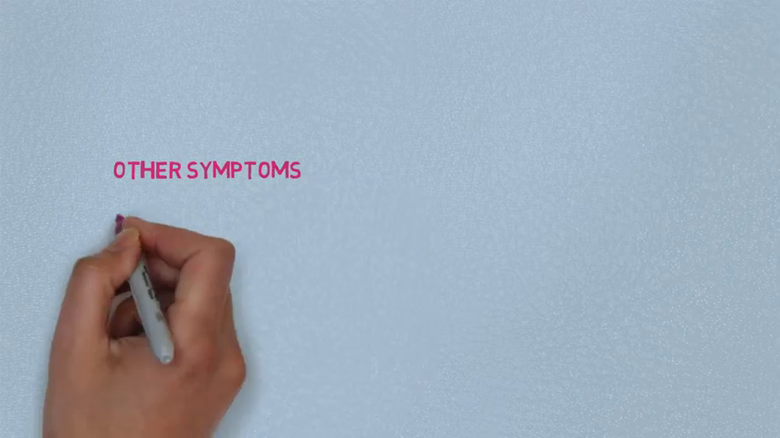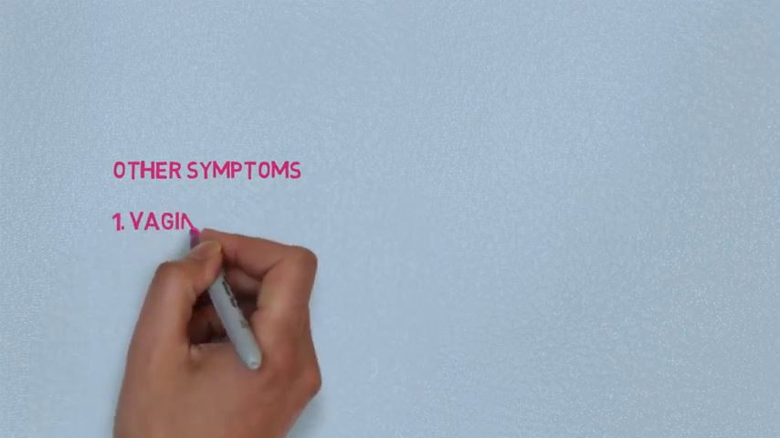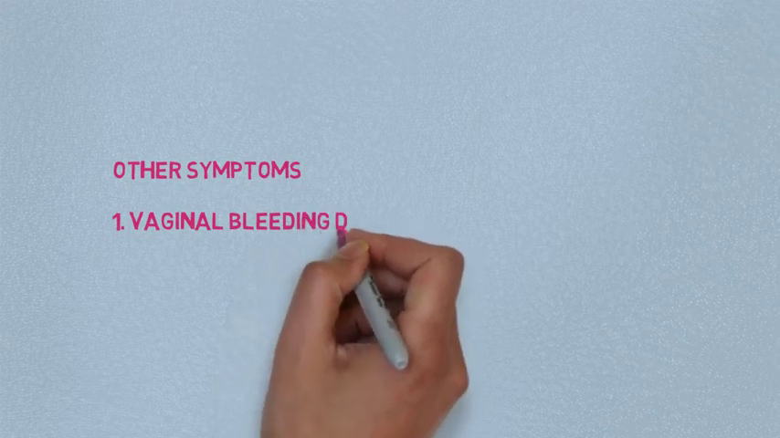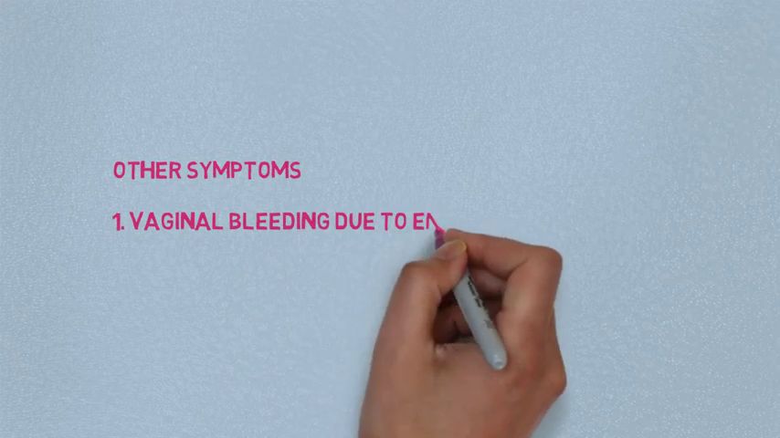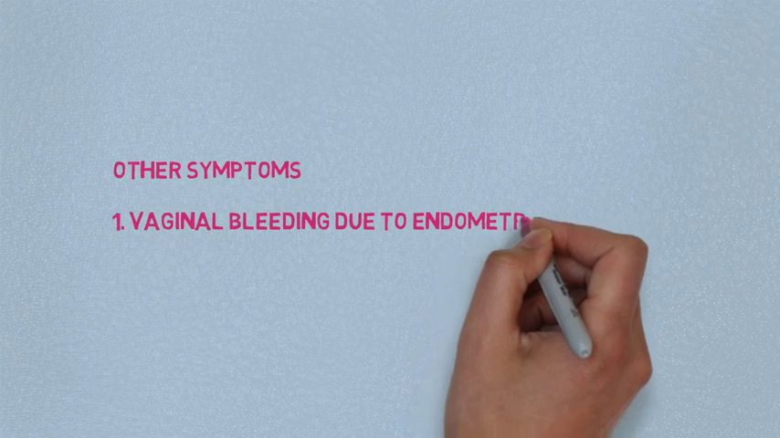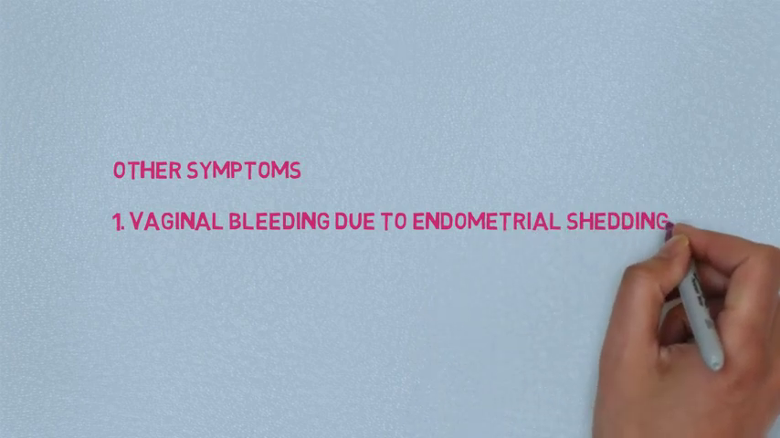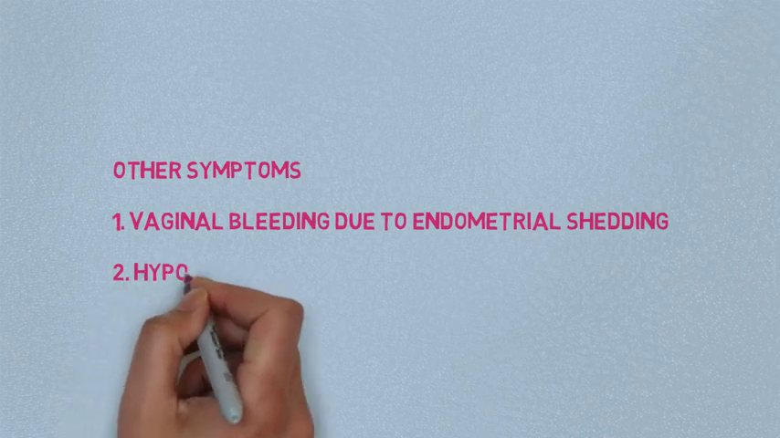Sometimes there is vaginal bleeding, but more often than not, bleeding occurs intra-abdominally. Bleeding can occur vaginally in small amounts due to endometrial shedding.